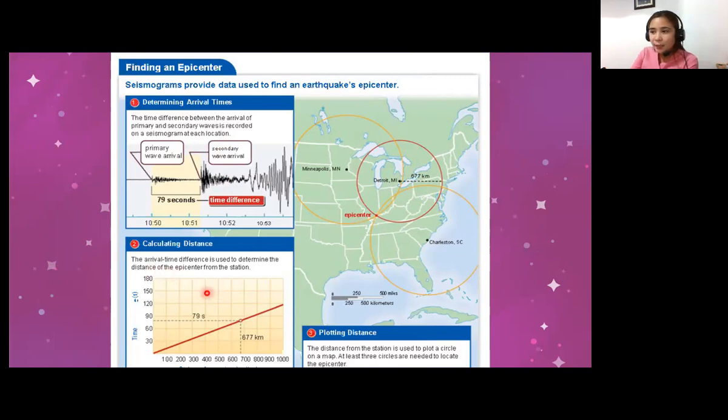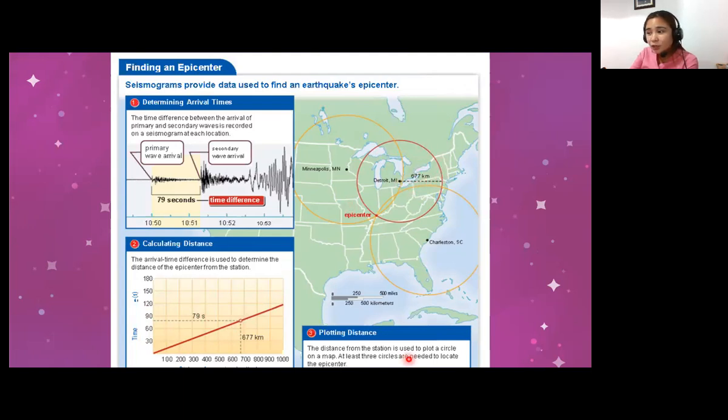Okay? So, second, calculating distance. The arrival time difference is used to determine the distance of the epicenter from the station. Halimbawa, we have here 79 seconds. Ito yung nakuha natin. Okay? So, from 0 to 79 seconds, so we have here the 677 kilometers. Okay. So, yung 677 kilometers na to, yan yung distance from the epicenter to the station. Okay? So, ayan, halimbawa.